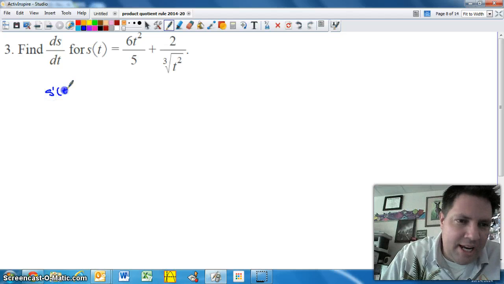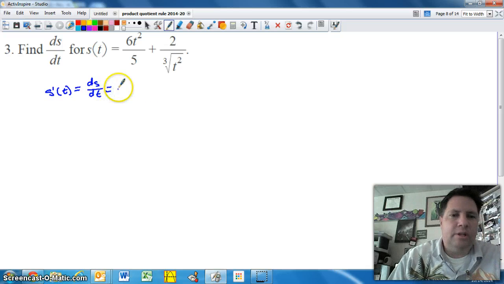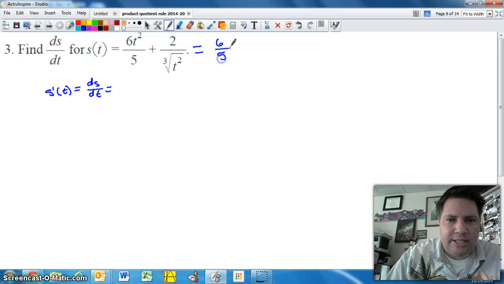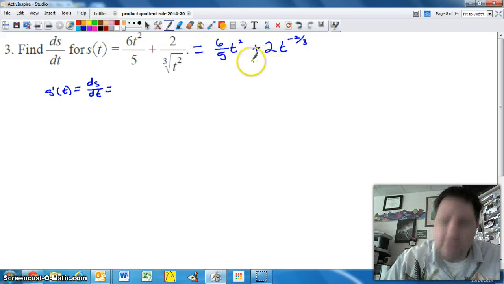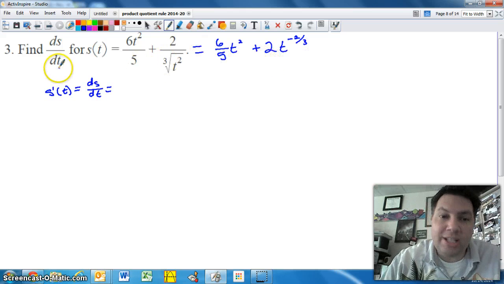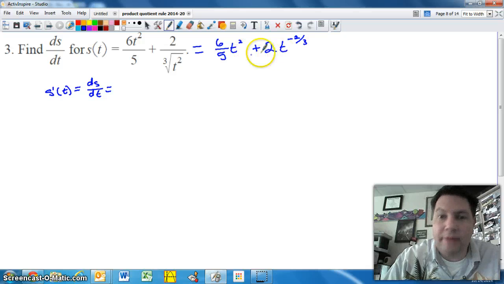S prime of t, aka ds dt, is equal to, well, first let's rewrite this. That looks like 6/5 t squared plus 2 t to the negative 2/3 power. That's not a quotient rule. Why would this be on the quotient rule? Just to remind you that you could actually do this with the quotient rule, but when you take the derivative of a constant, you're going to have zeros there. So it's easier to me to tell you to go ahead and write it this way.